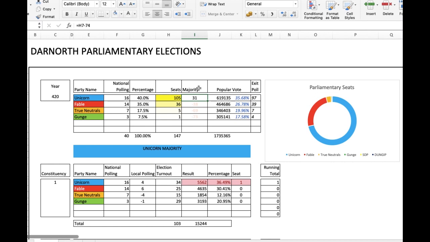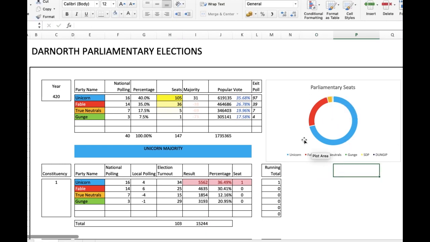Let me just check that. 147 divided by 2. So yeah, you need 74 for a straight majority, 75 to be safe. But they have a very safe majority of 31. So comfortable victory for the Unicorn Party there. And you can see we've got a nice little pie chart showing how it all worked out.